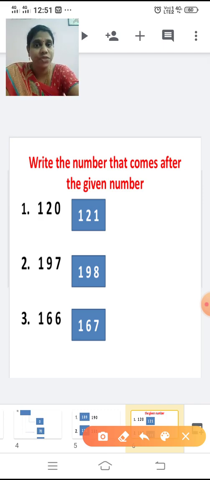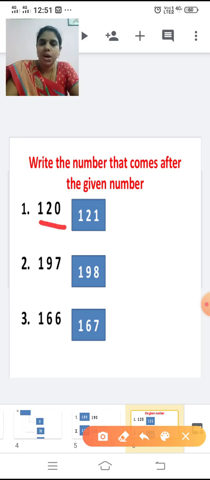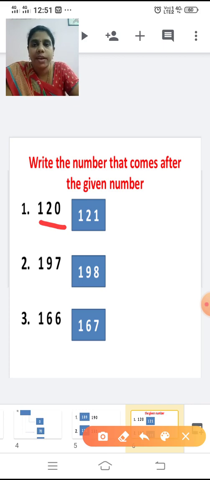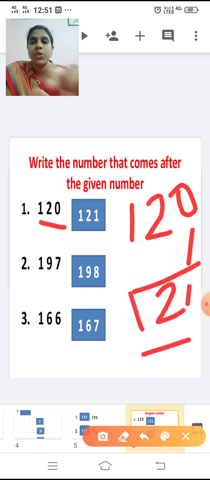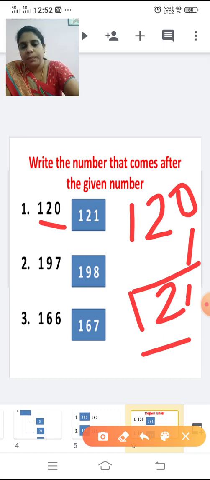Now we'll see the first example. We are going to write the after number. 120. Now tell me, children, what number will come after 120? You can add 1 to the number. So 0 plus 1 is 1. So 121. After 120, 121.